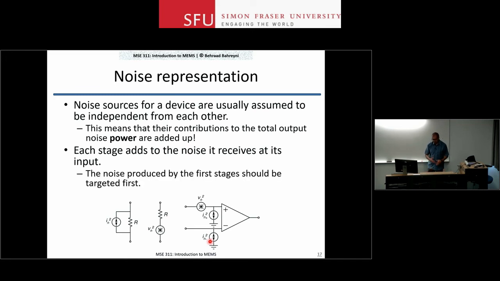And if you have a multi-stage amplifier chain, you usually have to pay close attention to the noise from the first stage, because that noise will be amplified by the first stage, goes into your second stage, goes into the third stage, and so on and so forth. We'll see an example in a second, but usually you focus most of your noise reduction efforts on the very first stage in your electronic circuit chain.